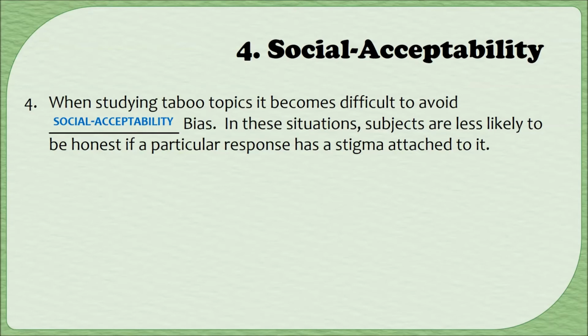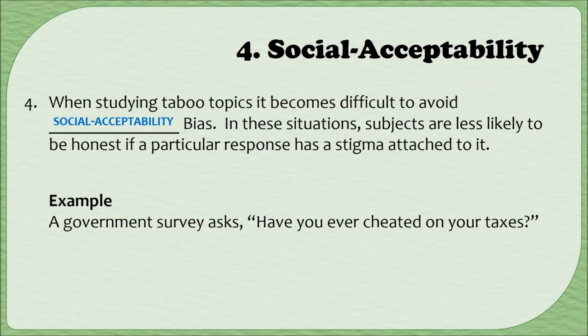So it becomes difficult to study things that have a social acceptability bias working against them. Here's another example. Suppose you're doing a government survey and it asks, have you ever cheated on your taxes? The government is asking if you've cheated on them, and you're probably not very likely to be super honest on that survey. Some folks will be, but most would not be.